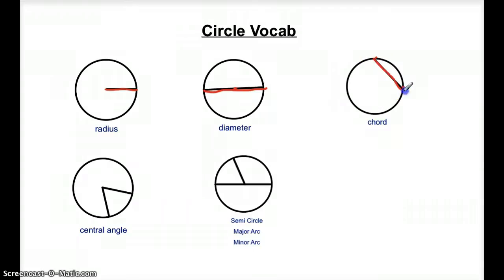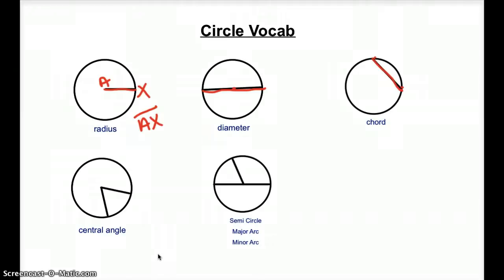And a chord is a segment whose endpoints are on the circle, but it does not pass through the center of the circle. Since all three of these are segments, they can be named just as we would name any other segment by using the endpoints of the segment itself. So for example, this would be segment AX, written as normal.